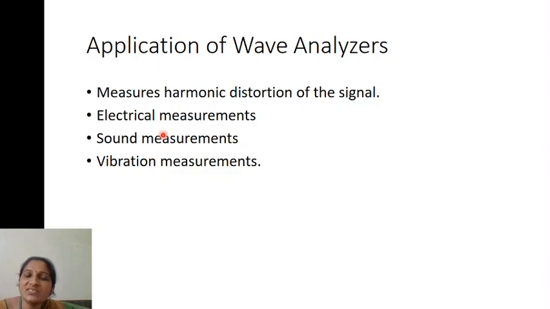And coming to the applications of wave analyzers. These wave analyzers are used in the measurement of harmonic distortions. Whatever harmonics are present in the signal, the total harmonic distortion can be measured by the wave analyzer here. And also electrical measurements, sound measurements, and vibration measurements. In electrical machines, whenever you start an electrical machine, there is some amount of noise generated, and that noise and vibration can be measured by using wave analyzers. So these are the different applications of wave analyzers.